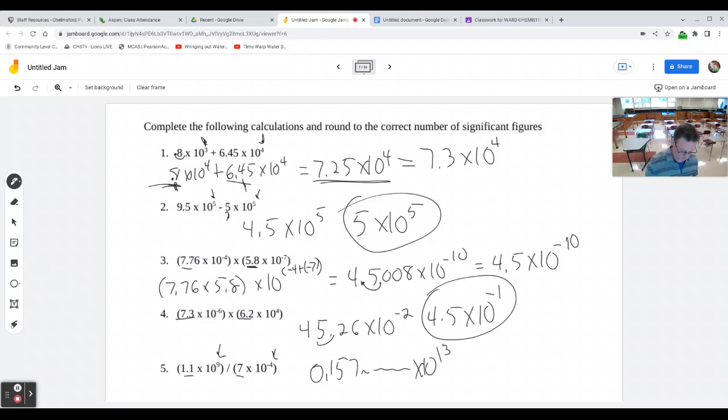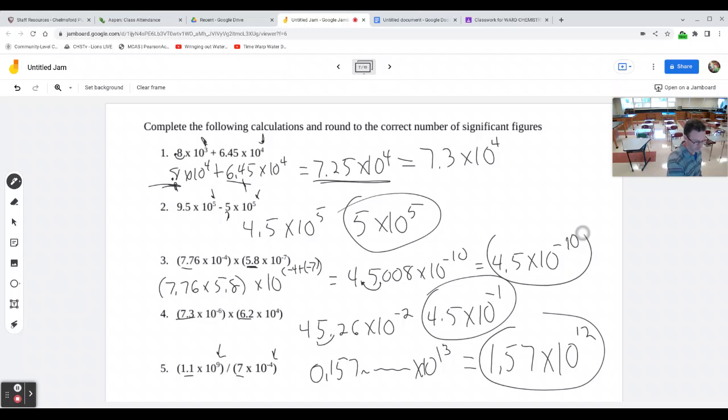But because this is a decimal, I can't leave that in my final answer. It's 1.57, and then I have to take 1 away from my exponent because I moved the decimal. It was a decimal. I made it into not a decimal, so I have to subtract 1 from my exponent. So this would be your final answer there. I didn't circle that one up there. Okay.